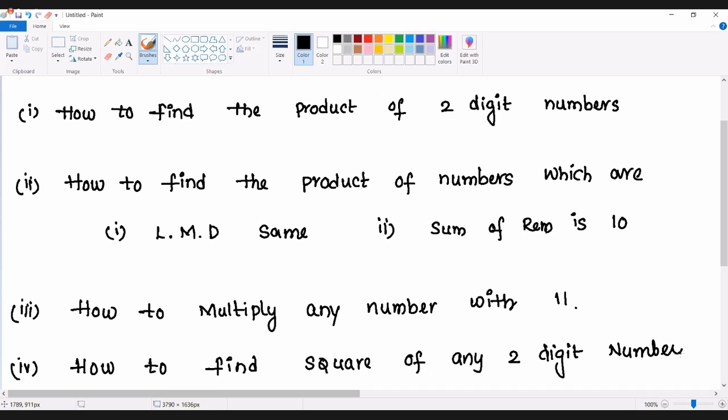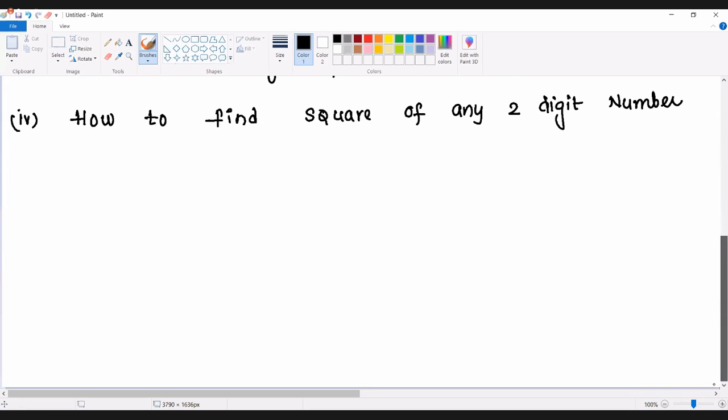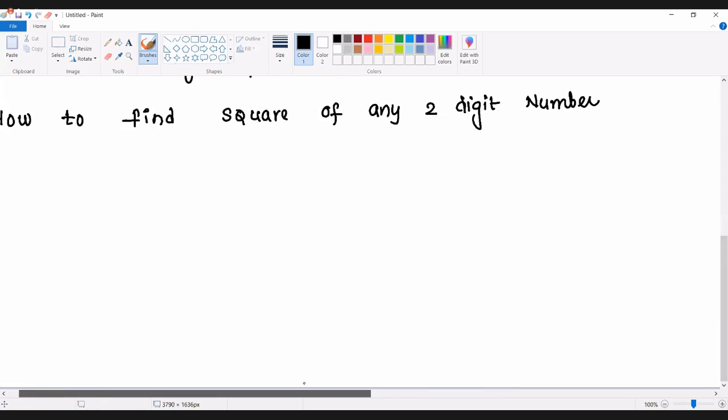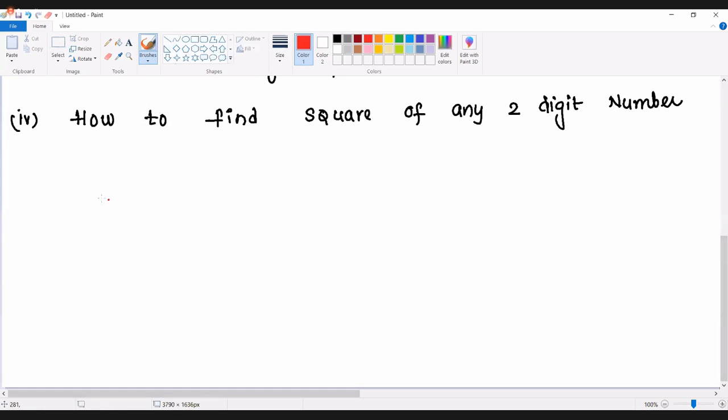Finding the square of a number is finding the product of two identical numbers. In very simple words, finding the square of a number means finding the product of two identical numbers. For example, I want to find out the value of 14 square, or the value of 33 square. In order to find the square of a number, I suggest you use a very simple formula, that is nothing but the (a plus b) whole square formula.